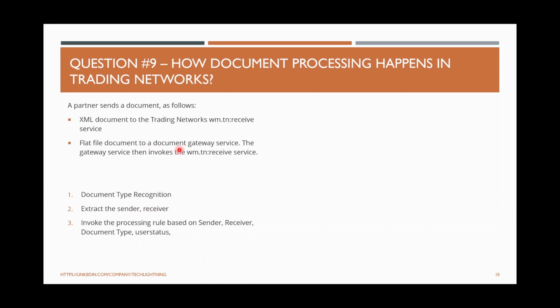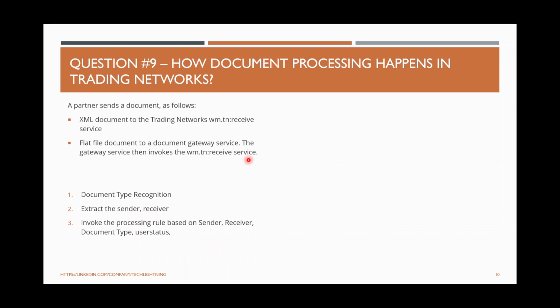Next one is flat file document. Anybody can send a flat file document to your Trading Networks, but a flat file document will not have any root tag, right? So before sending to the TN service, you need to call a document gateway service, where you need to explicitly set this is my sender, this is my receiver, this is my document type. We need to tell that explicitly in the document gateway service before invoking this one, so that whenever you call it, it will know what the sender, receiver and document type are, and based on that it will invoke your processing rule as well.